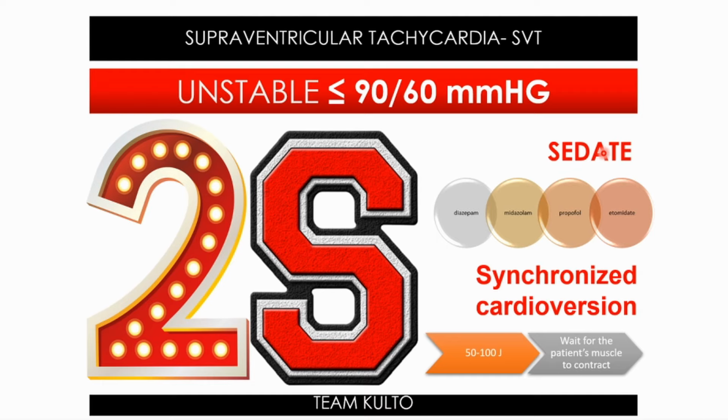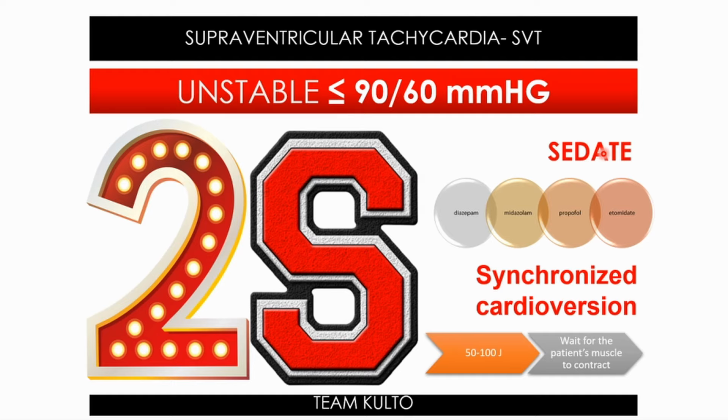Synchronized cardioversion: unstable patients with SVT and a pulse are always treated with synchronized cardioversion. The appropriate voltage for cardioverting SVT is 50 to 100 joules. This is what AHA recommends, and also SVT converts quite readily with 50 to 100 joules.